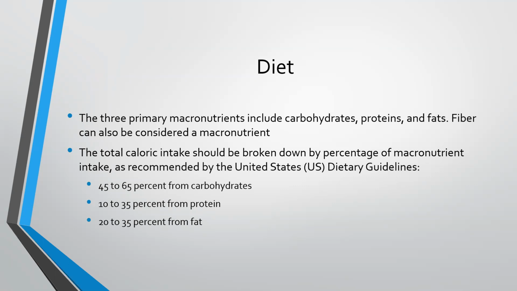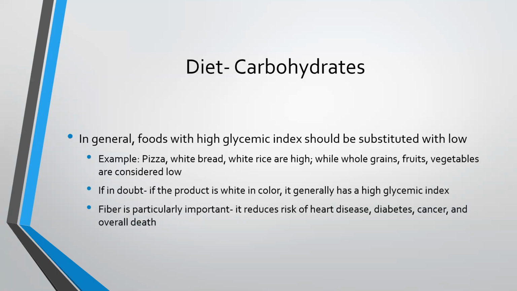So the three primary macronutrients that we have include carbohydrates, proteins, and fats. Some people consider fiber to be as well, which is important by itself. Basically, you should have about 50% give or take from carbohydrates, about 20-25% from protein, 20-25% from fat. These are not exact numbers, so you don't have to write these down. But you really shouldn't have all your diet consist of fat, obviously, and not all your diet of carbohydrates. You need to have a little bit of balance.